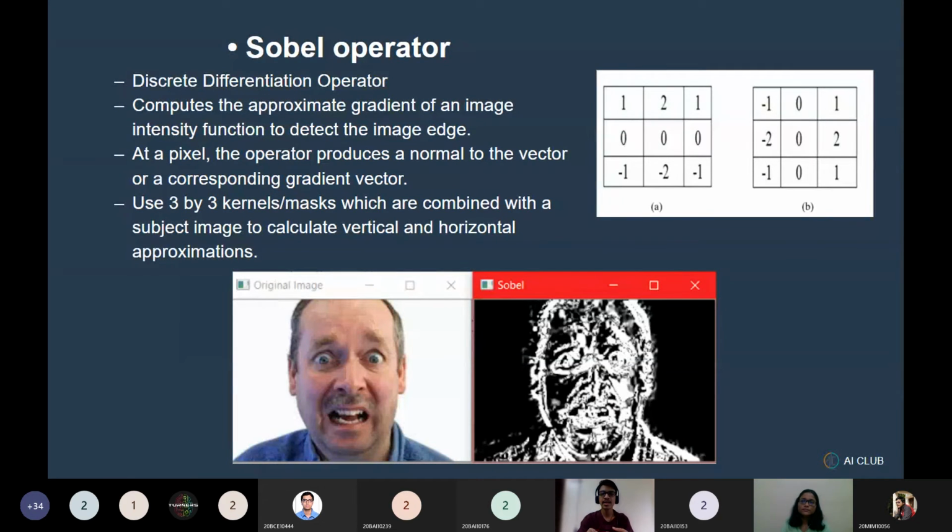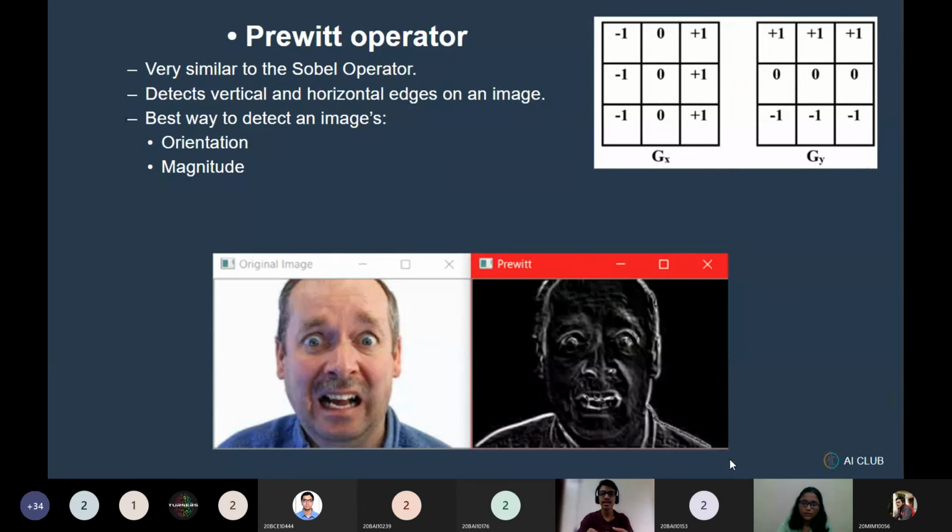So if you see over here, okay, I'll wait for it to load again. Can you guys see the Prewitt operator slide? Yeah, it's visible. Awesome, awesome.